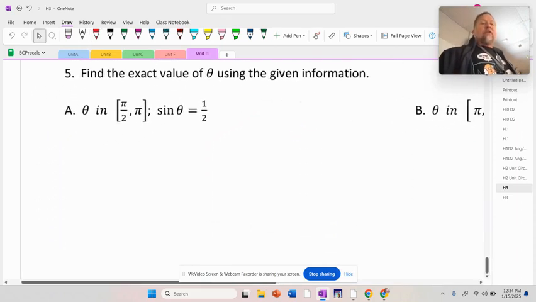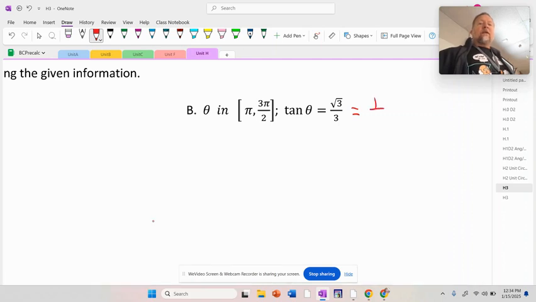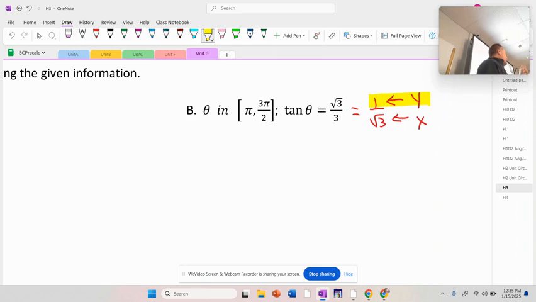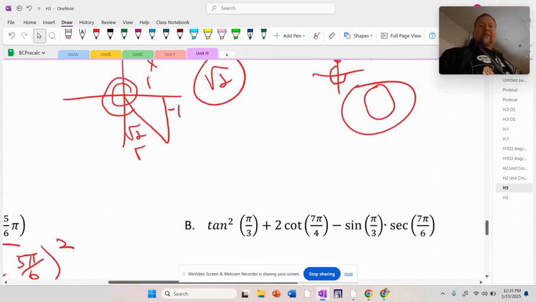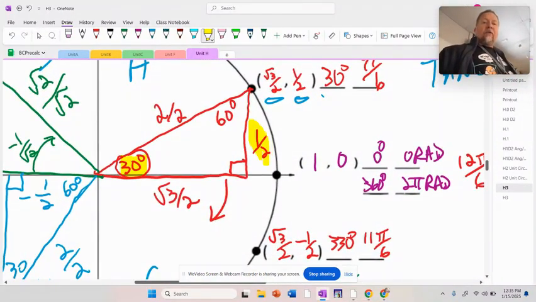I really want to make sure you understand this one. And let's go to this one. This is a rough one. And this is how I always do this. What's root 3 over 3? The same as 1 over root 3, right? And then what's tangent? What letter over what letter? Y over X. And I'm going to tell you right now, Y is the most important one. Y is opposite the reference angle. Always.